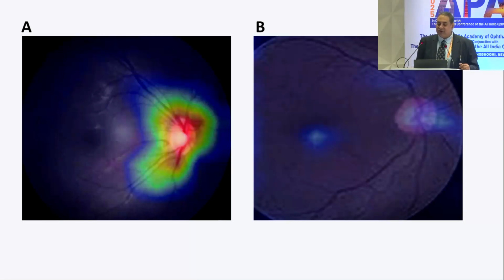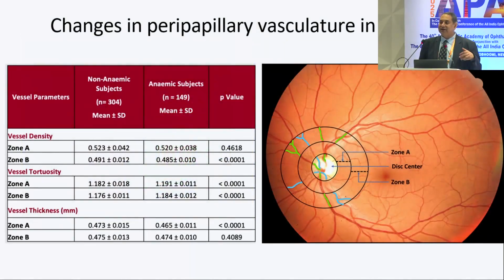So AI actually looked into these peripapillary areas, and we did a more detailed analysis of what happens in the peripapillary vasculature in anemia. We found that the vessel density, the tortuosity, and the vessel thickness in the peripapillary area probably contribute to understanding whether anemia is there or not. So one way explainability can be used is finding subtle clues which we don't routinely look for in our clinical practice.